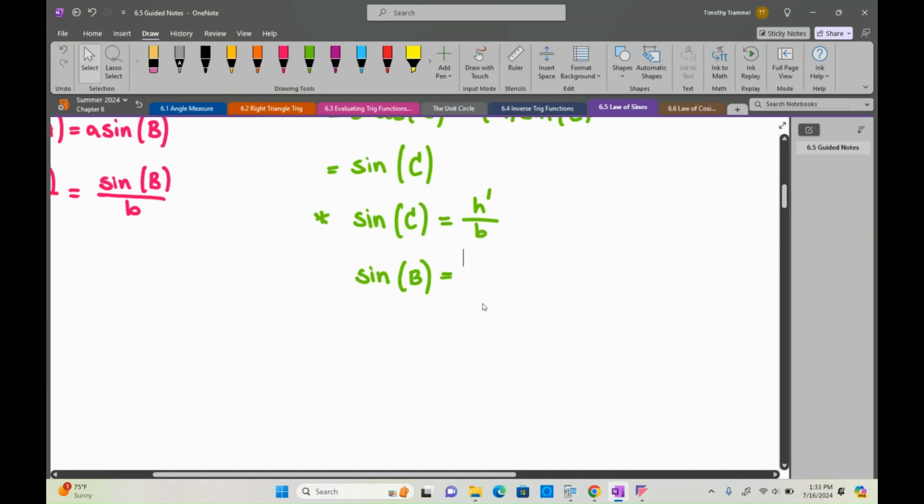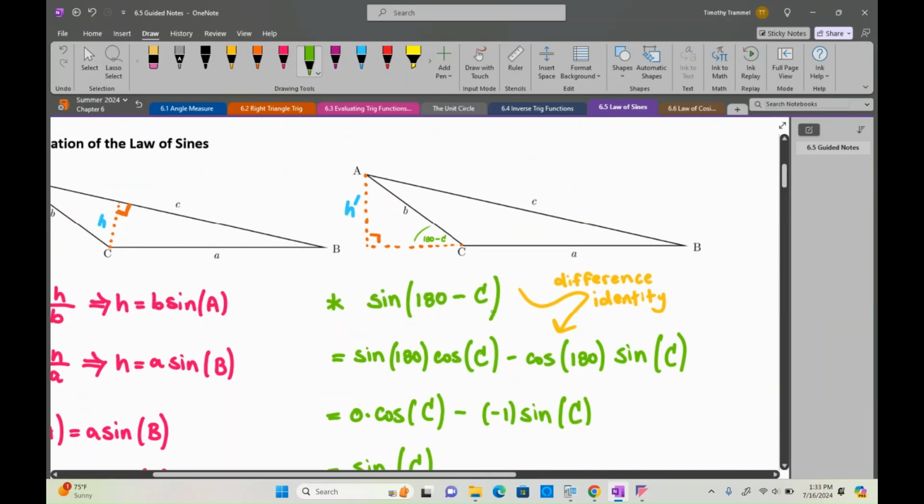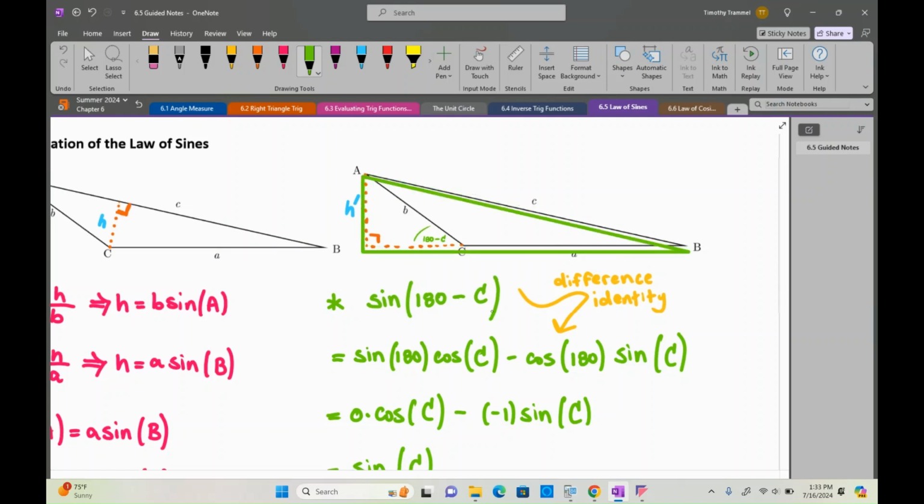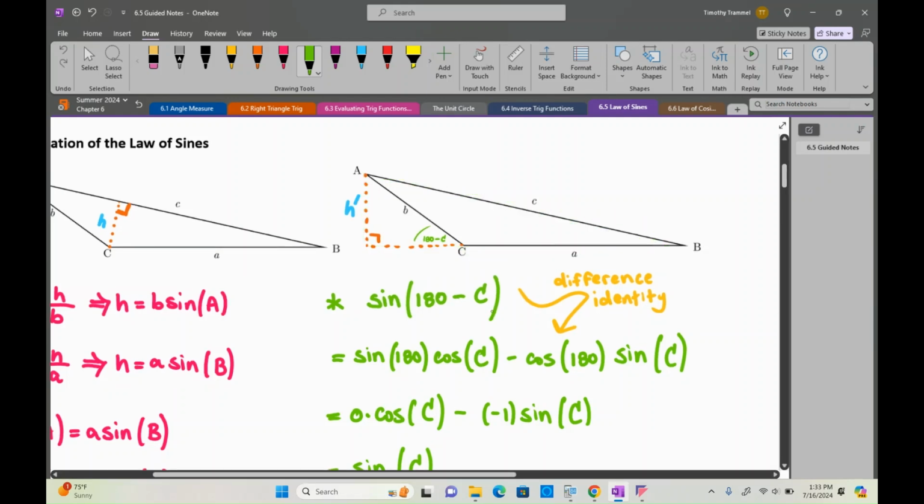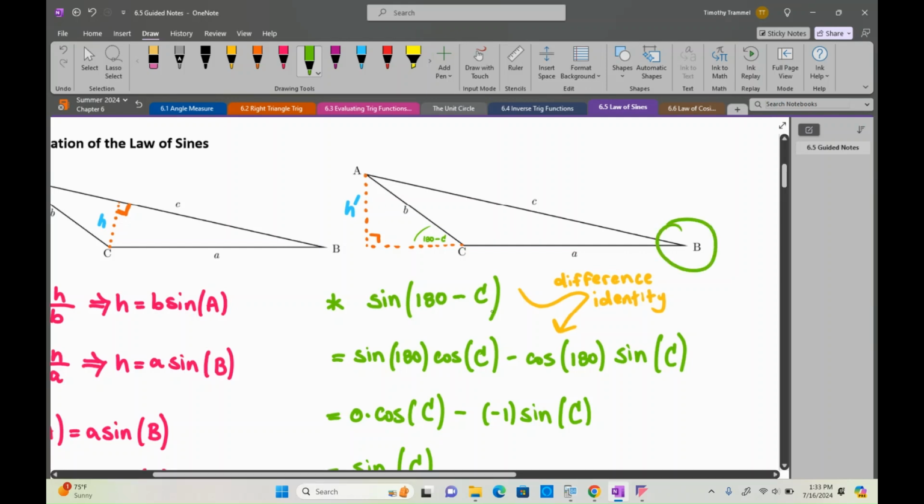And then let's go ahead and find sine of big B. Now we want to look at the big triangle here. What do I mean by the big triangle? I mean from here to here to here. I know that's a little sloppy, but this is what I'm looking at here. So sine of B, again, should be opposite over hypotenuse. So that's H prime over C. Let's go and write that down here.